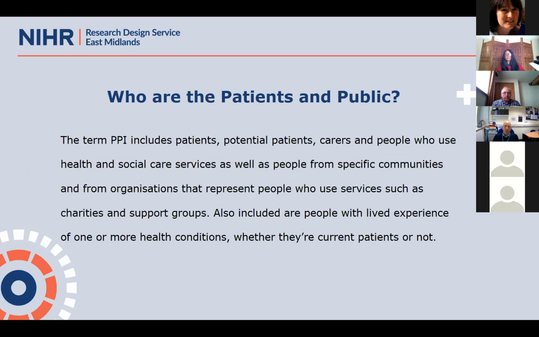Next slide, please. So who are the patients and public? This gets quite confusing sometimes, so I think it's nice to actually have this spelt out for us. The term PPI includes patients, potential patients, carers, and people who use health and social care services, as well as people from specific communities and organisations that represent people who use services such as charities and support groups. Also included are people with lived experience of one or more health conditions, whether they're current patients or not. It does not include other stakeholders, such as healthcare professionals, care workers, and commissioners. My colleague Alasdair will explain what we mean by stakeholders later on in the session.